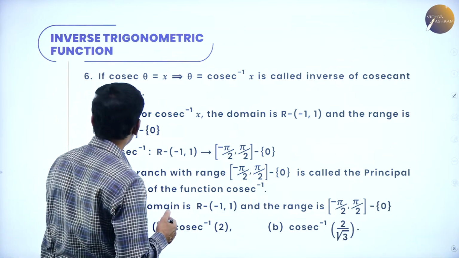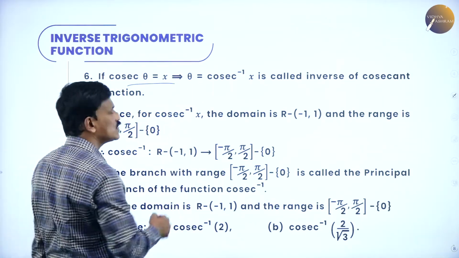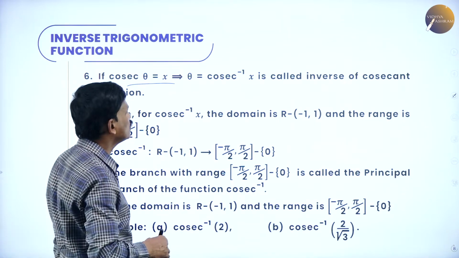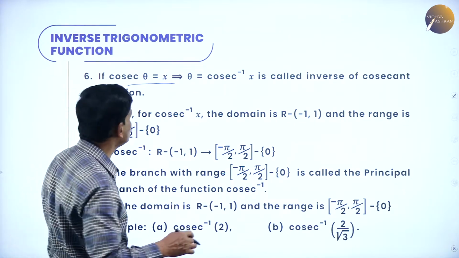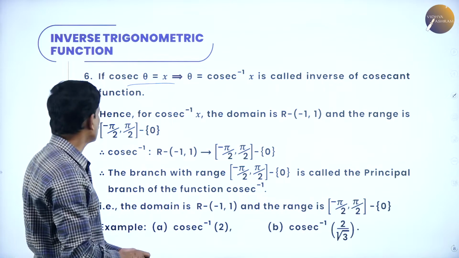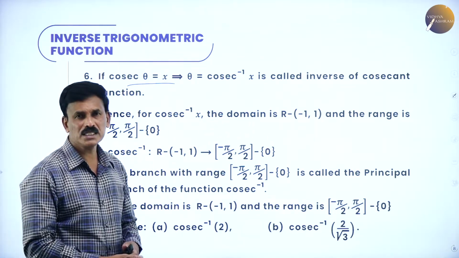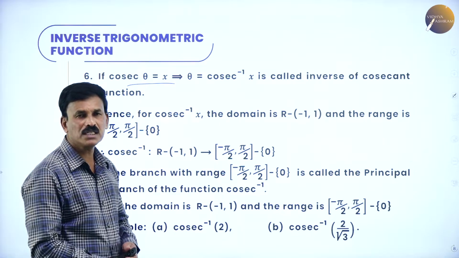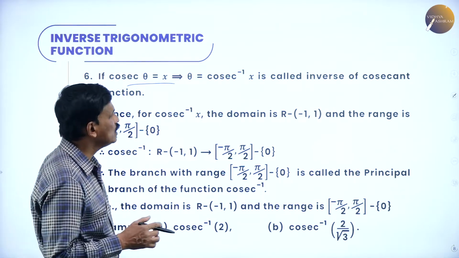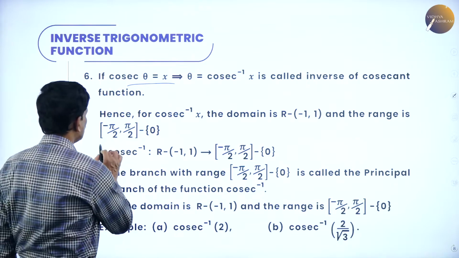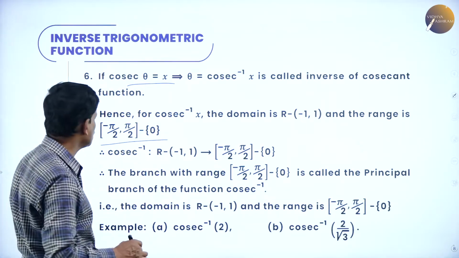Now let us come to the last one. If cosecant theta is equal to x, then theta is equal to cosecant inverse x, which is called the inverse cosecant function. And therefore, for cosecant inverse x, the domain is the same as that of the secant, R minus (-1, 1), all the real numbers other than -1 and 1, and the range is (-pi by 2, pi by 2) minus 0.